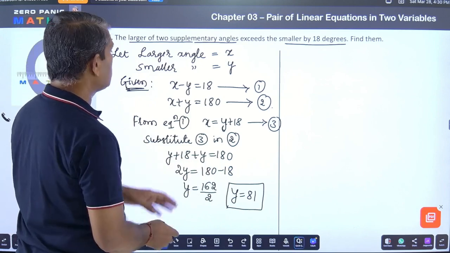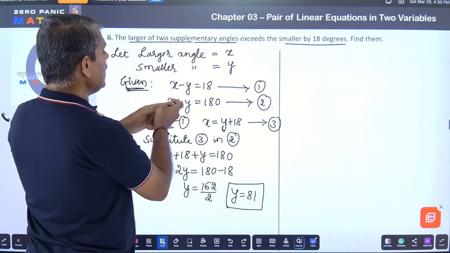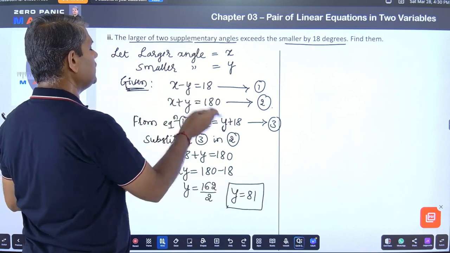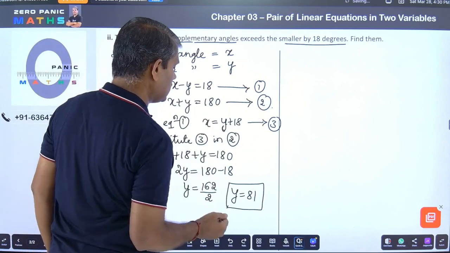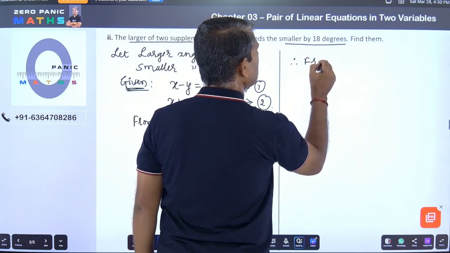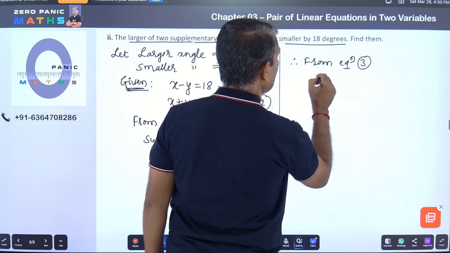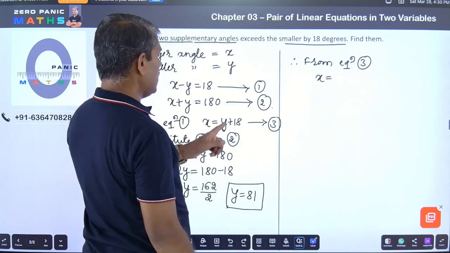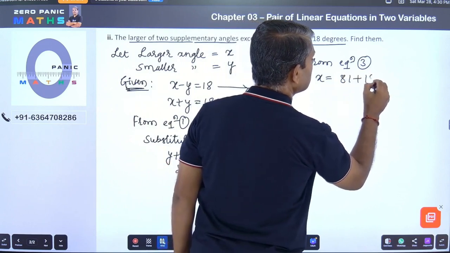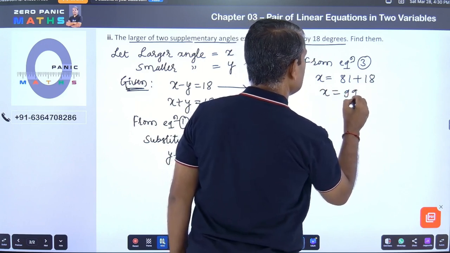First, the smaller angle, you can say smaller angle. So the larger angle is actually exceeding by 18. You can put the y value in any of these, or you can put it into equation 3. So from equation 3, substituting the y value, you're going to get x is equal to y plus 18, that is 81 plus 18, that is 99. So x is equal to 99.